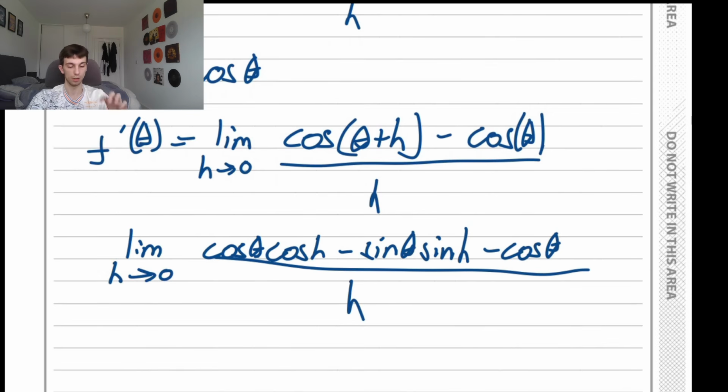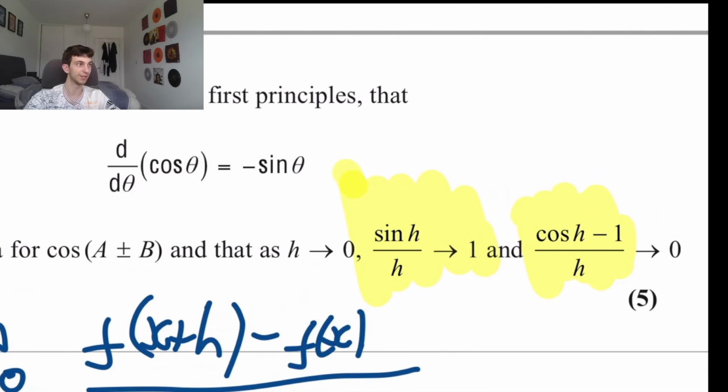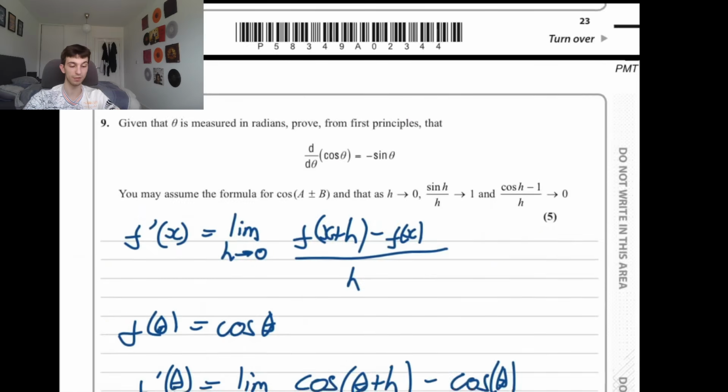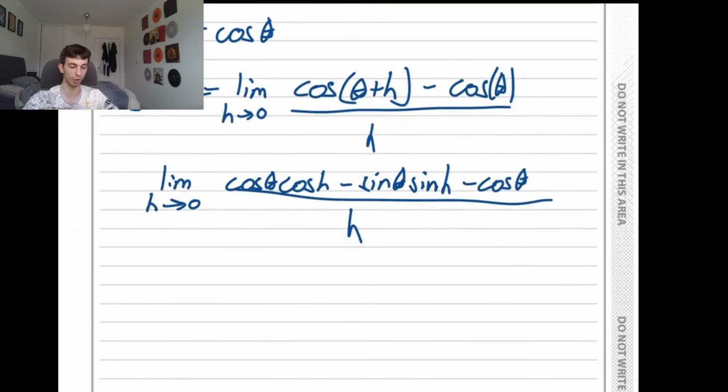Now here we're going to have to use what we were given in the question. So we were given 2 key bits of information in the question, that as h tends to 0, sine h over h tends to 1, and cos h minus 1 over h tends to 0. So those are the 2 key bits of information that we're going to have to use. First, we have to create these pieces of information essentially by doing a little bit of rearranging.